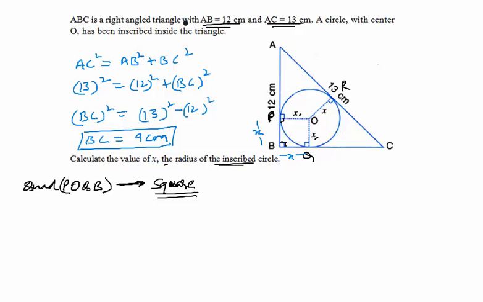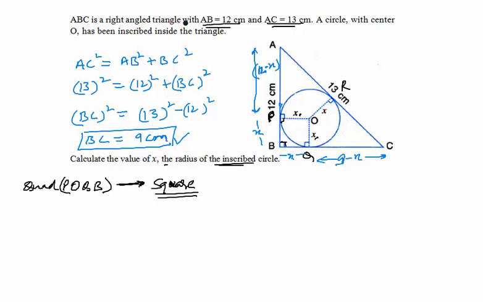Now we can start marking other lengths. If BC is 9 centimeters, then the remaining length QC in terms of x should become 9 minus x, correct? Similarly, if this complete length AB is equal to 12 centimeters, then the remaining length AP in terms of x should be 12 minus x, correct? So these two lengths are known to us.